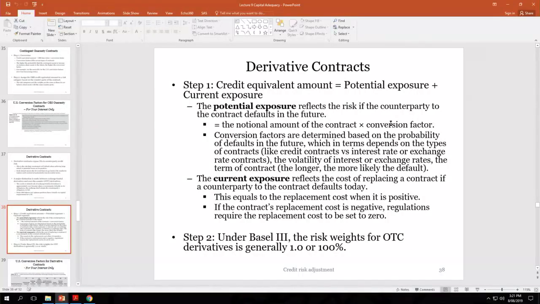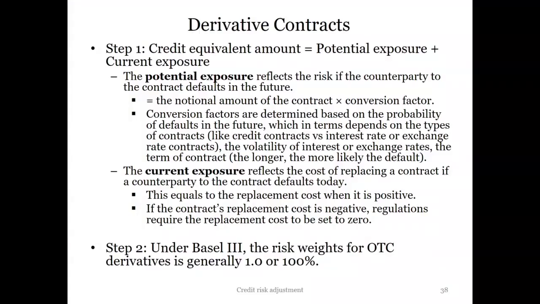So that's potential exposure. Current exposure talks about how much we might lose today if the counterparty defaults, or if we have to replace the contract today. And here we have a term called replacement cost, which reflects the cost the bank needs to pay today to replace the contract. So the higher the cost, the more you need to add into the calculation of the credit equivalent amount.